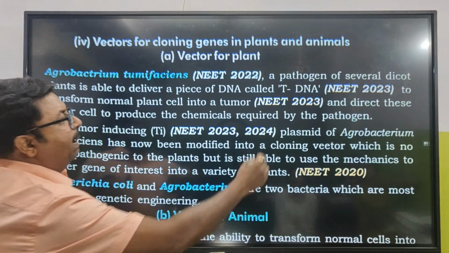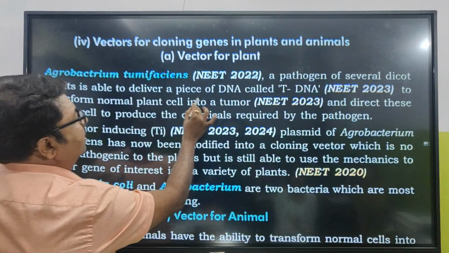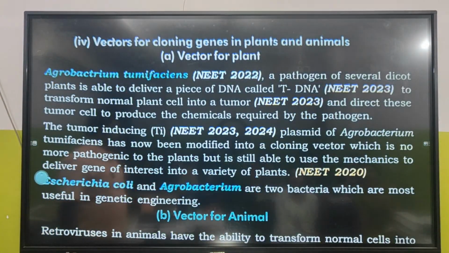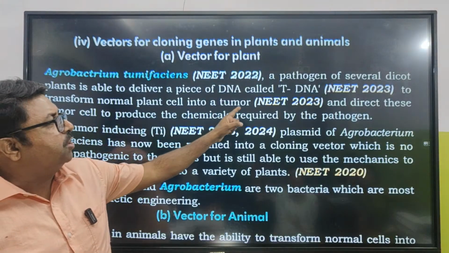Agrobacterium tumefaciens, a pathogen of several dicot plants, is able to deliver a piece of DNA called T-DNA, the tumefaciens DNA, which transforms a normal plant cell into a tumor.